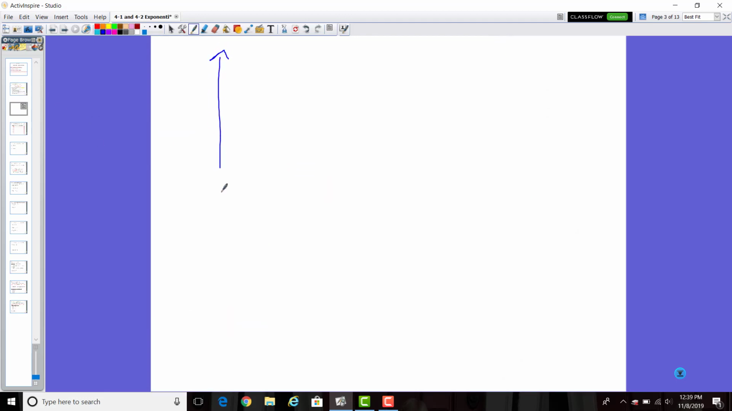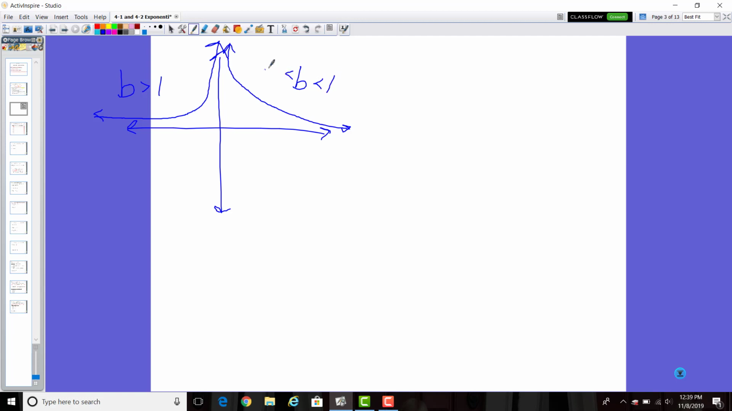So if I just sketch a couple quick xy coordinate planes, okay, this is what we would consider to be a decreasing function. It goes down from left to right. This is what we consider to be an increasing function. It would go up from left to right. So this is when we would have our base greater than 1. This is when our base would be less than 1, but greater than 0. Okay, decreasing function, increasing function.